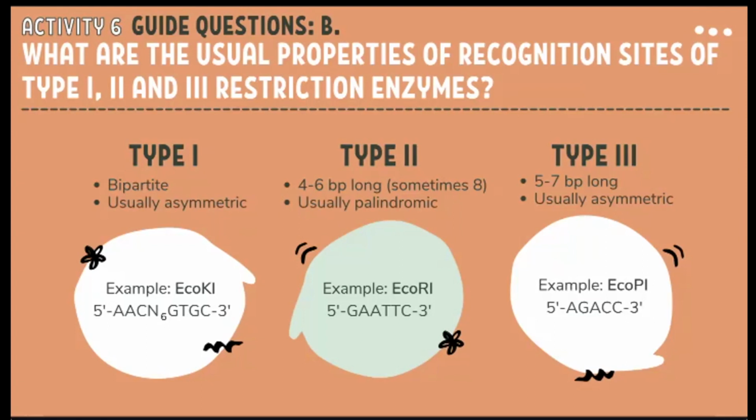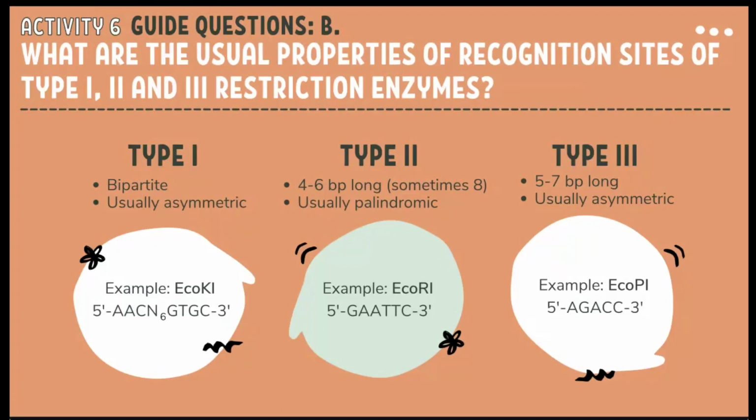For its first part, it has a 3 nucleotide long site, which is AAC. Then for the second part, it has a 4 nucleotide long site, which is GTGC. Then it's usually asymmetric as shown.